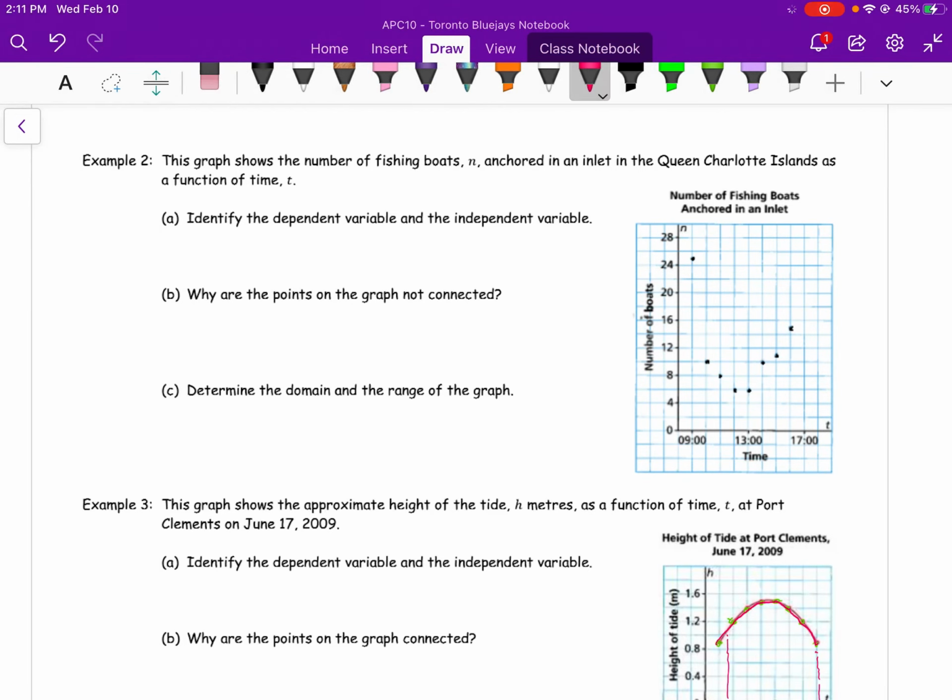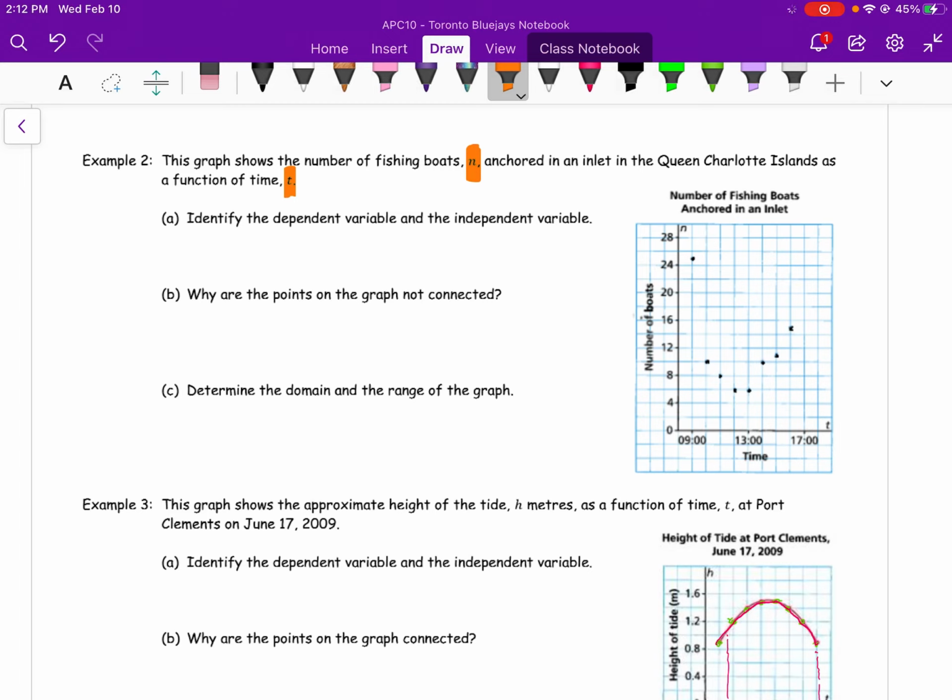Example number 2. This graph shows the number of fishing boats, N, anchored in an inlet in the Queen Charlotte Islands as a function of time. Whenever you're reading a math problem and you notice a letter surrounded by commas, it's generally a good tip-off that this is a variable being defined. And if you notice, we have two variables, N and t.